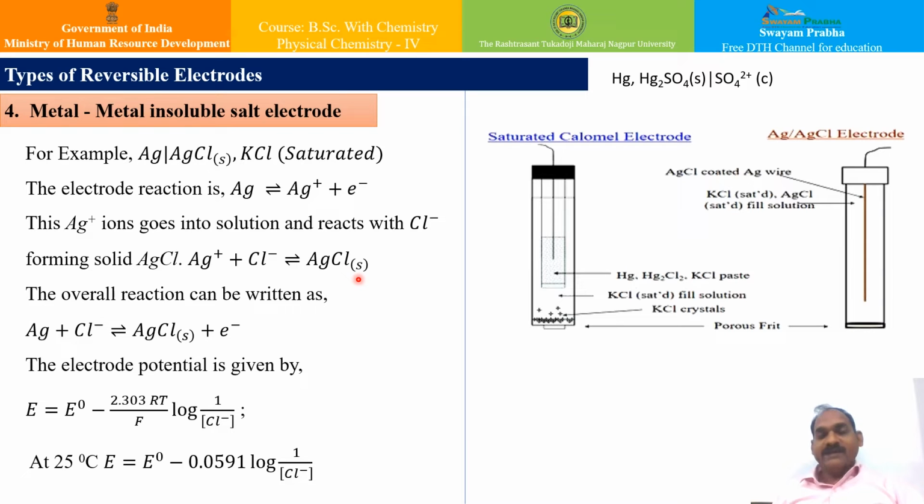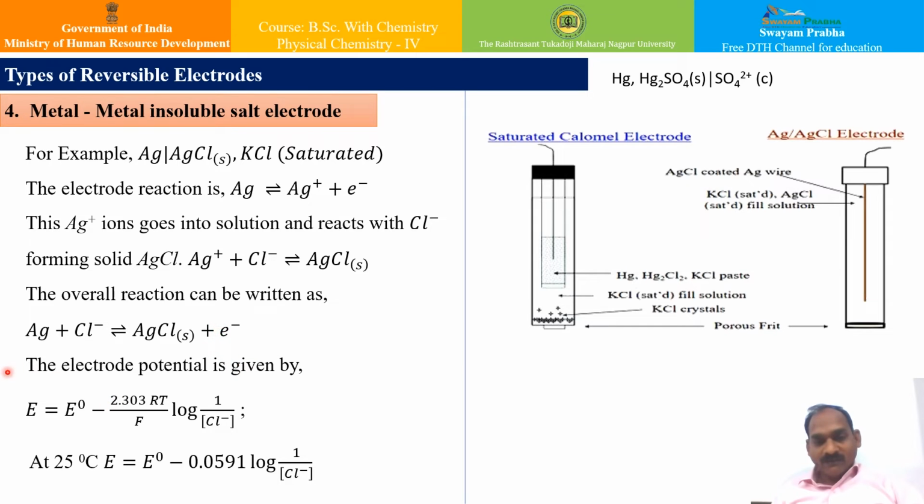Okay, and if it had acted as cathode, I would have written exactly the reverse reaction. So the overall reaction can be written down as Ag plus Cl minus giving you AgCl plus electron. You can see the release of electron. So this is the electrode reaction, and this is particularly the cell reaction. So the overall reaction of the cell is this.